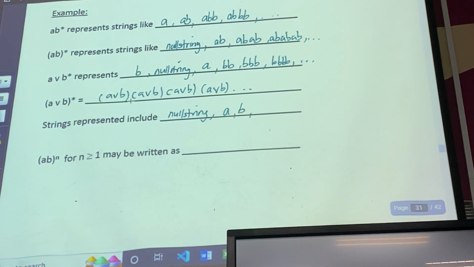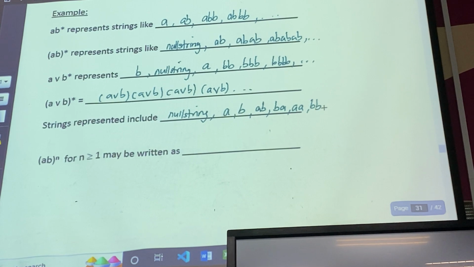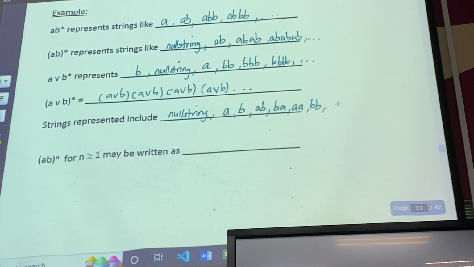If I repeat 2 times, the first one I can choose A, second one I can choose B, or the first one I choose B, second one I choose A, or the first one A, second one A, or first one B, second one B, and so on, right? And then you can repeat 3 times, so you can have A, A B, B B A, and so on. So many possible strings you can get from here.